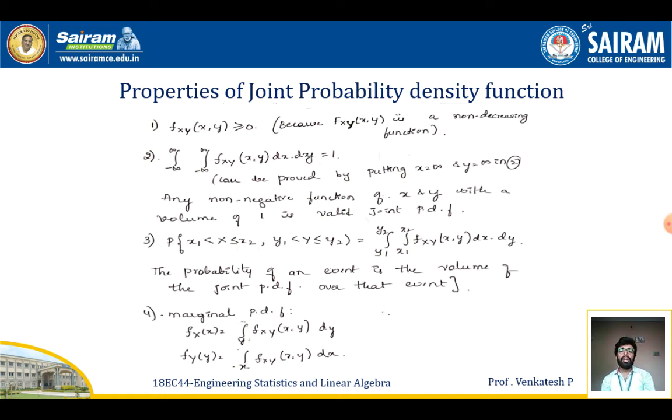So next is to estimate the marginal PDF from the joint PDF. We can use this formula: small f of x will be equal to integrating f of x comma y with respect to dy. So we are able to estimate the marginal PDF f of x. Similarly, to obtain f of y, we have to integrate the joint PDF function with respect to dx to get the marginal PDF with respect to y.